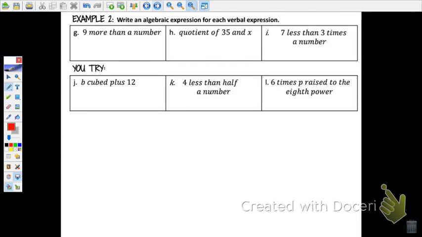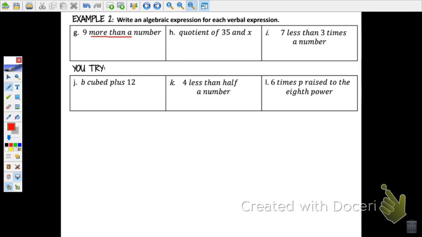In example 2, we're going just the opposite direction. This time they're giving us the verbal expression, the words. We need to write the algebraic expression. So when we look at G, I see the words more than. When I see the words more than, what is that telling us we're going to do? Add, subtract, multiply, or divide?